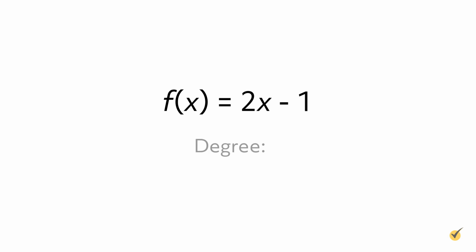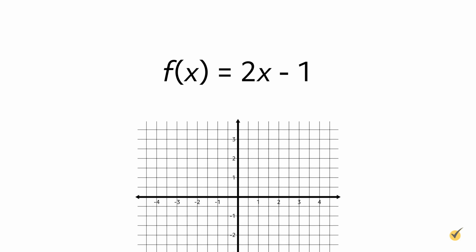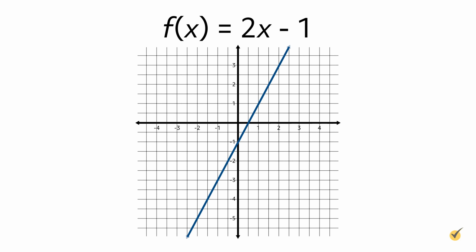A polynomial of degree 1, such as f of x equals 2x minus 1, is called linear. The graphs of linear functions are always straight lines, as the word linear suggests.